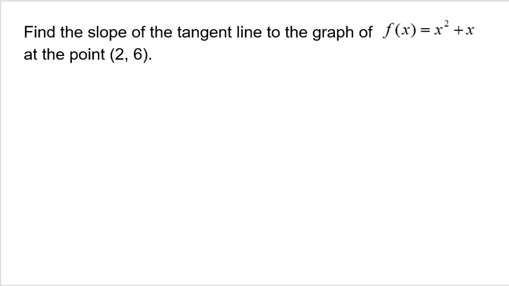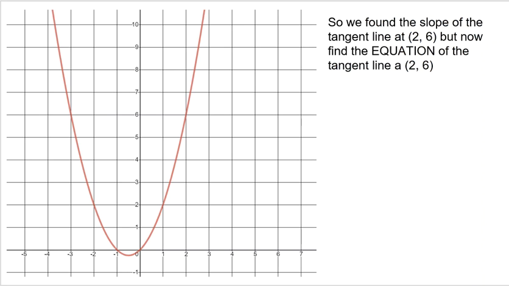Here's our very first problem. Find the slope of the tangent line to the graph of f of x equals x squared plus x at the point 2, 6. Now, sometimes it does help to visualize this. So here's a quick look at the graph. And 2, 6 is this point right here. And I want to find the slope of the tangent line that just crosses that function at that one exact point.